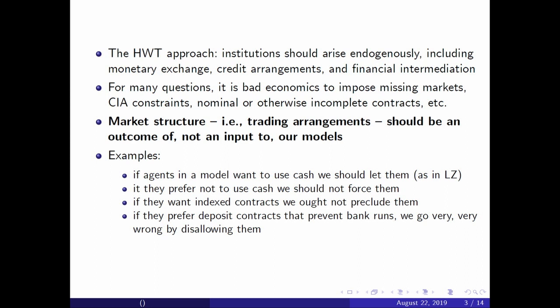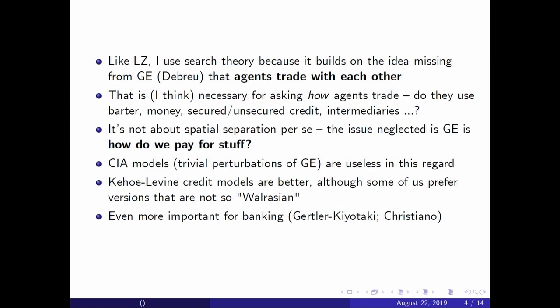Apropos banking, I'm not an expert on this, but if they prefer deposit contracts that prevent runs, Neil mentioned one in his talk, but there are simpler ones in many Diamond-Dybvig models, simple suspension clauses, and much of the literature disallows those kinds of clauses in the deposit contract because they want to get runs. That's bad economics. You can go very wrong. The policy implications are very different, and they hinge critically on ad hoc ruling out of simple suspension clauses.